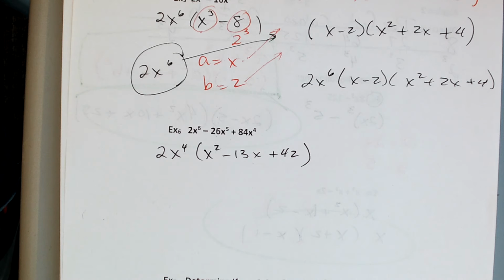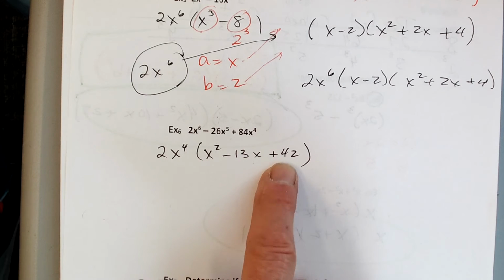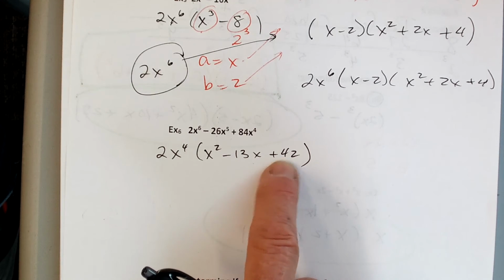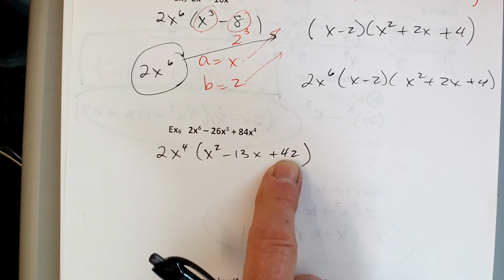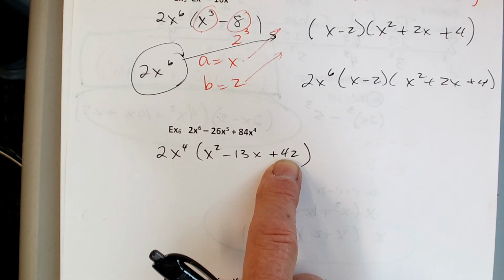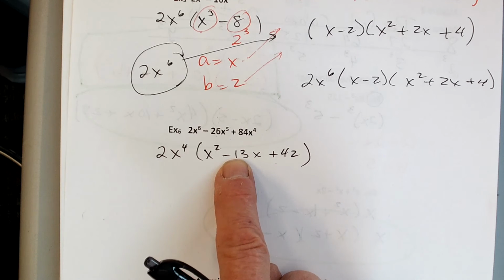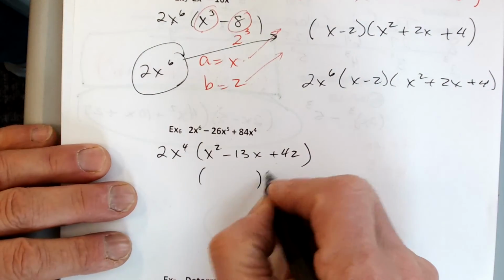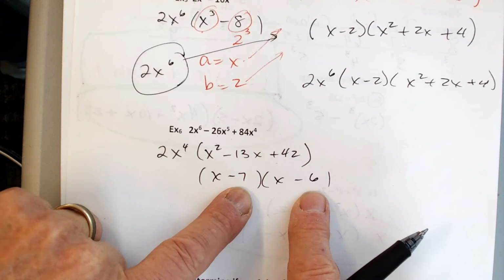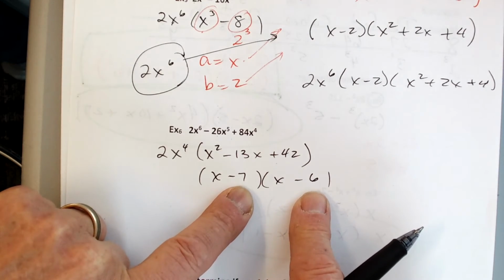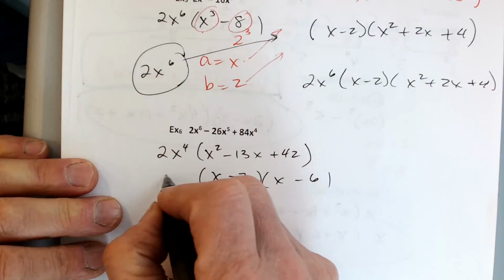It is. All right. Olin, what times what makes 42? Yeah, 21 over 2 is right, but let's use a different number, okay? Because that won't make a 13. You're right. What's the different combination? Yeah, 7 and 6 will make 13, won't they? So I'm going to go x minus 7, x minus 6, because that will multiply to make my 42, but it'll also add up to make my negative 13.